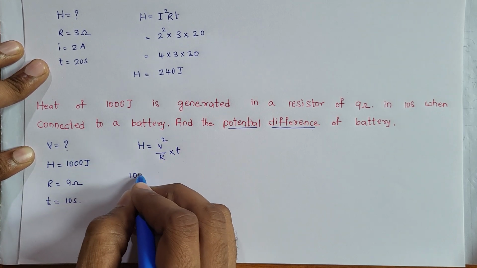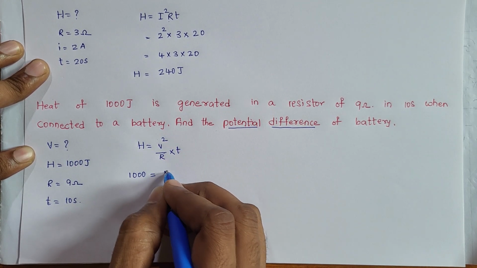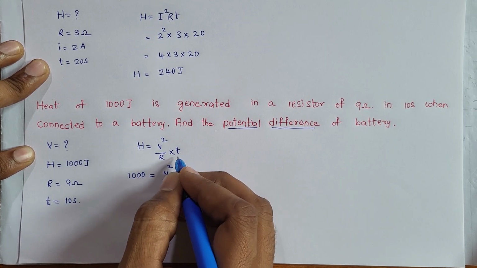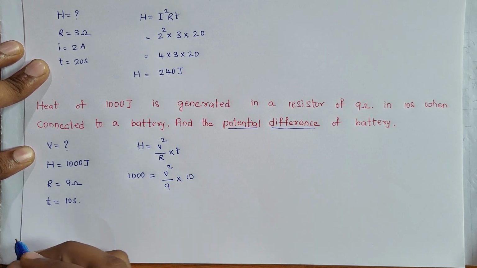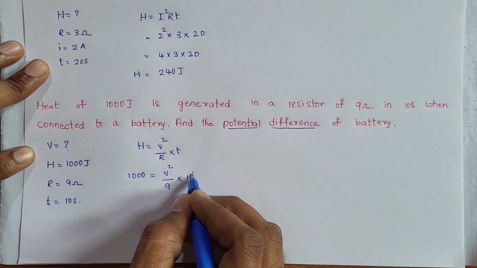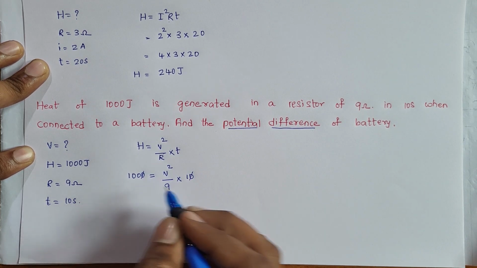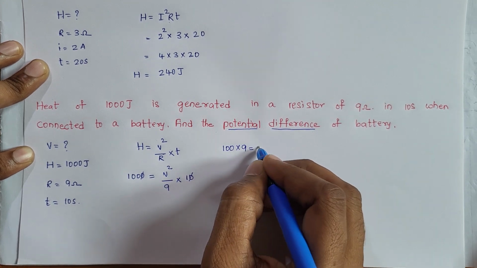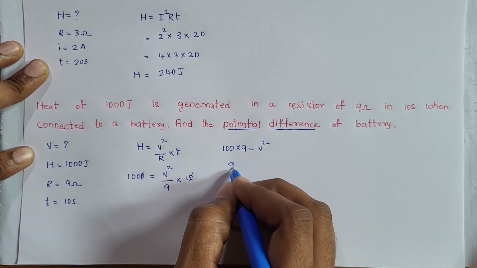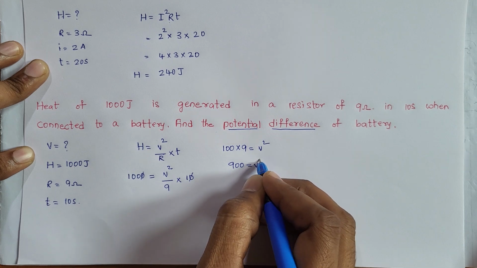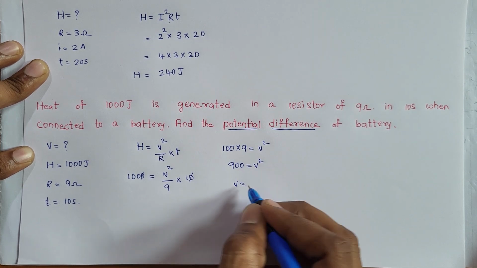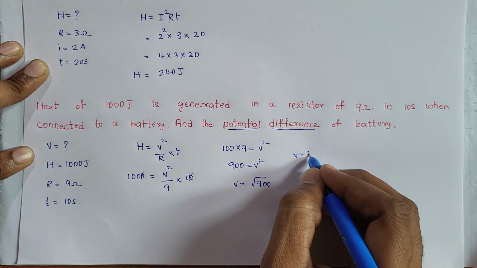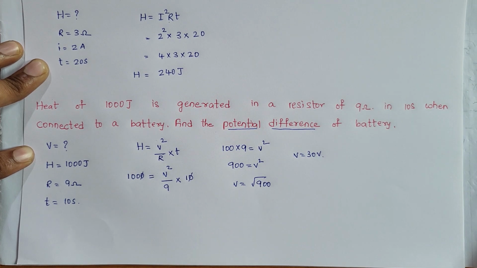H is 1000 joules is equal to V square divided by R, R is 9 ohms, into T, T is 10 seconds. So this 0 and this 0 we can cancel. 9 goes this side, it becomes 100 into 9 is equal to V square. 100 into 9, 900 is equal to V square. So V is going to be under root 900. So V is going to be 30 volts. Okay.